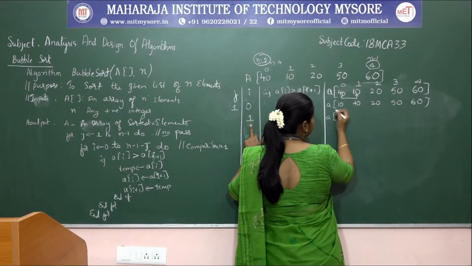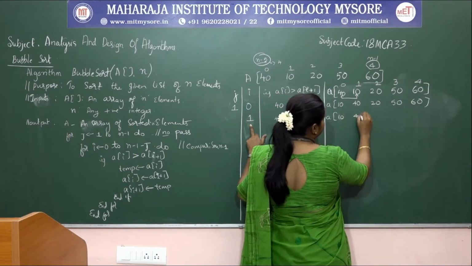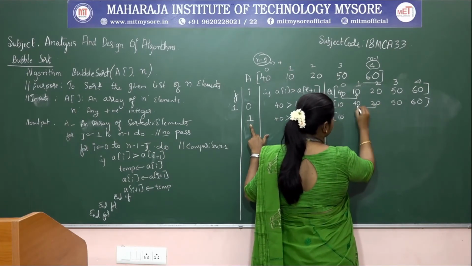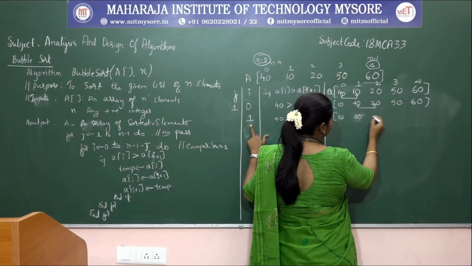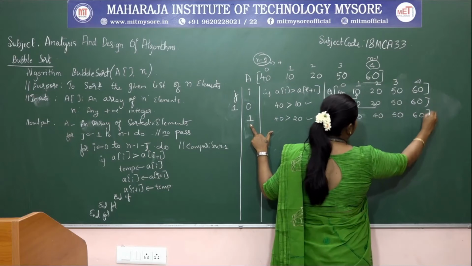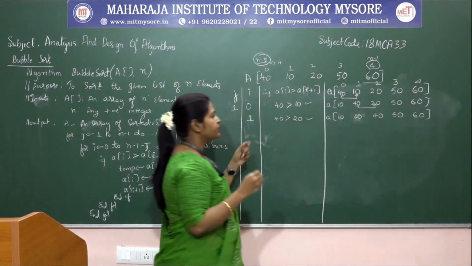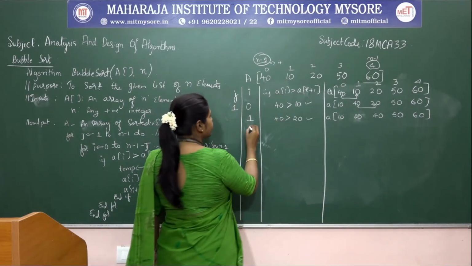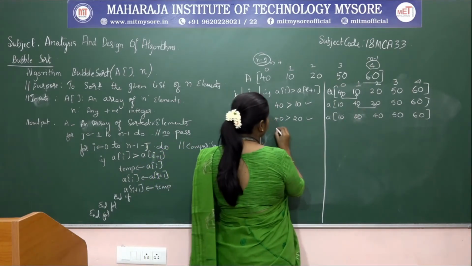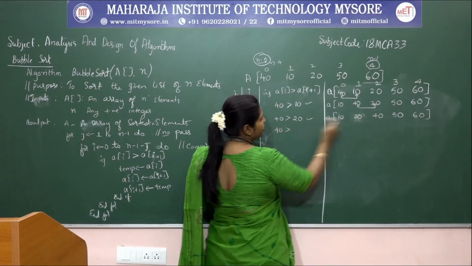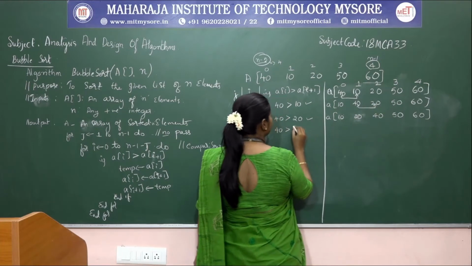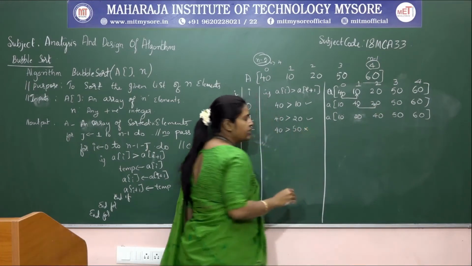So 10, 40, swap is necessary here. So this will become 20, and this is your 40, 50 and 60. Right? The number of swaps is 2 now. Okay. Next, i gets incremented to 2. Again in the second position we have 40, and the next position, the third position, we have 50. So this condition is false.